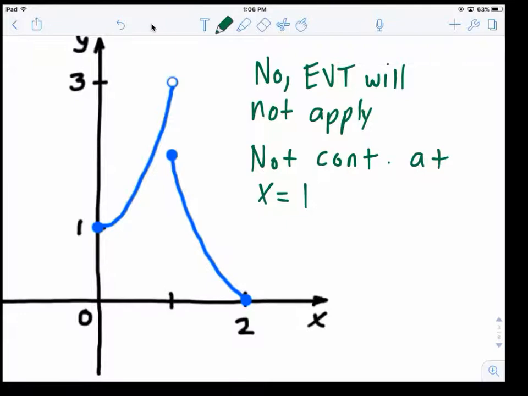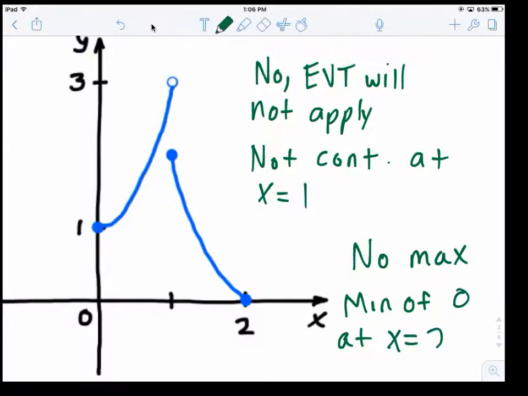No, right? If this was all connected, my max might be right there. But because it's not connected, I can't narrow it down to one specific spot. Do I have a min? What would that be? Right. So you have no max, and you have a min of 0 at x equals 2. Okay, good.